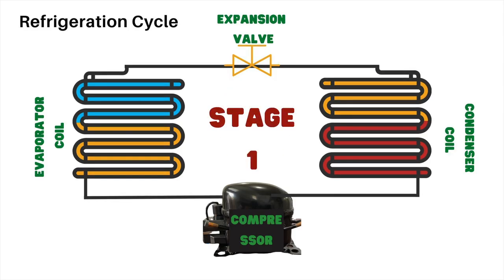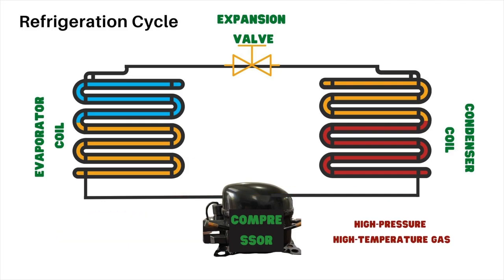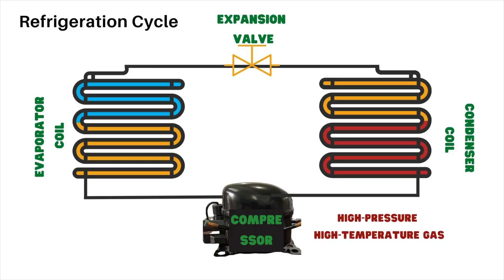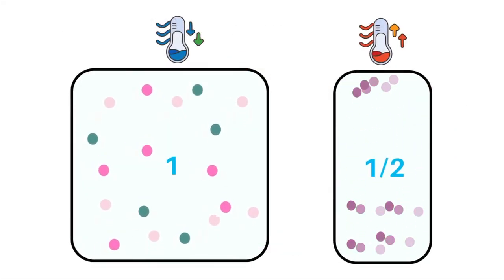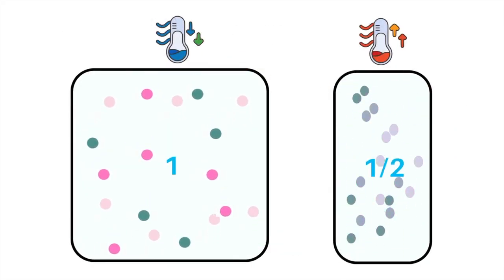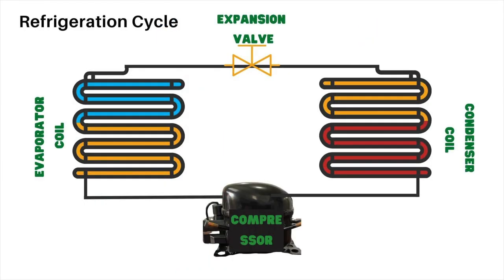In the first stage, the refrigerant is a gas with low pressure and low heat, and it gets into the compressor. As it exits the compressor, the low pressure gas becomes high pressure with higher temperature. Remember what happened when we compressed the gas molecules in a smaller volume? They started to speed up and they gain heat, right? So that's what happens in the first stage of our refrigeration cycle.